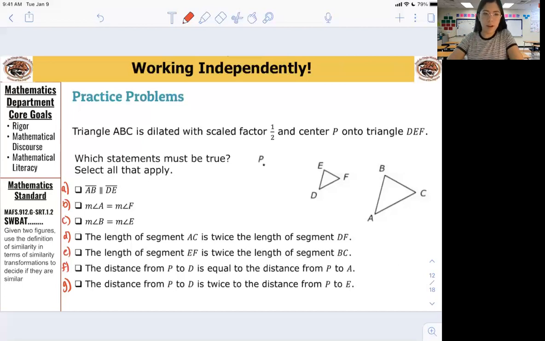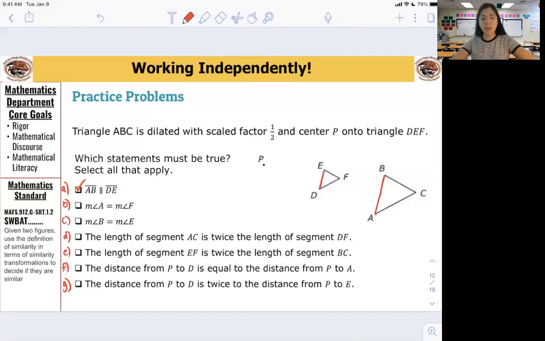A. AB parallel to DE, true or false? Is AB parallel to DE? Yes, definitely. DE is the image of AB, and we know that they will maintain parallel relationships.